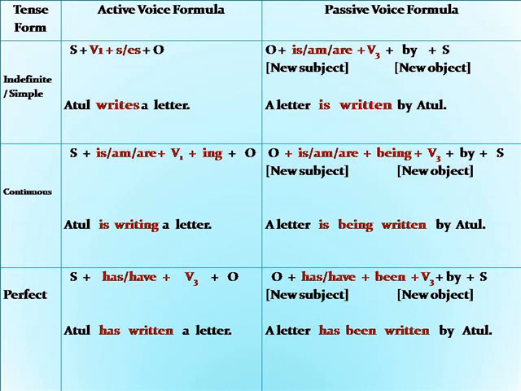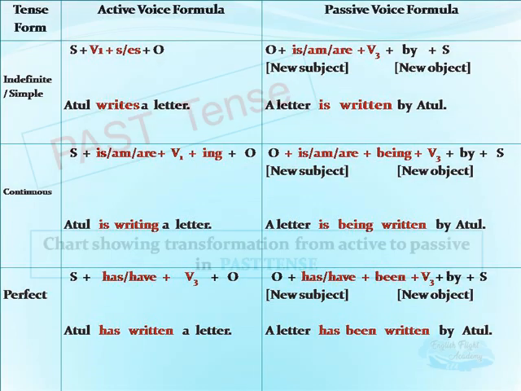Then in continuous tense it changes: subject plus is/am/are plus verb 1 plus ing plus object. Here it becomes object plus is/am/are plus being plus verb 3 plus by plus subject. Atul is writing a letter becomes a letter is being written by Atul. Then in present perfect tense, subject plus has or have plus verb 3 plus object, that's the active voice formula. And in passive voice, it becomes object plus has or have plus been plus verb 3 plus by plus subject. Atul has written a letter becomes a letter has been written by Atul.